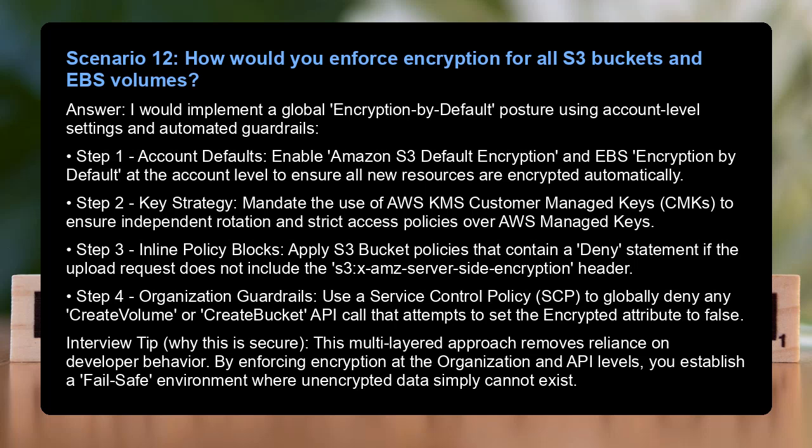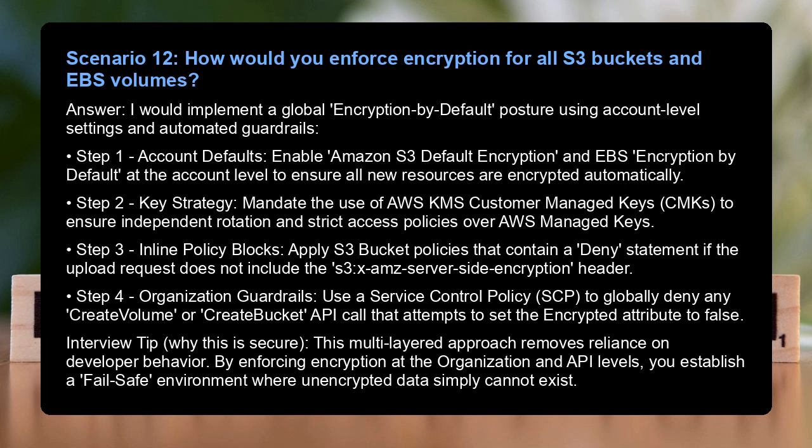Scenario 12. How would you enforce encryption for all S3 buckets and EBS volumes? Answer: I would implement a global encryption by default posture using account-level settings and automated guardrails. Step 1: Account defaults. Enable Amazon S3 default encryption and EBS encryption by default at the account level to ensure all new resources are encrypted automatically.